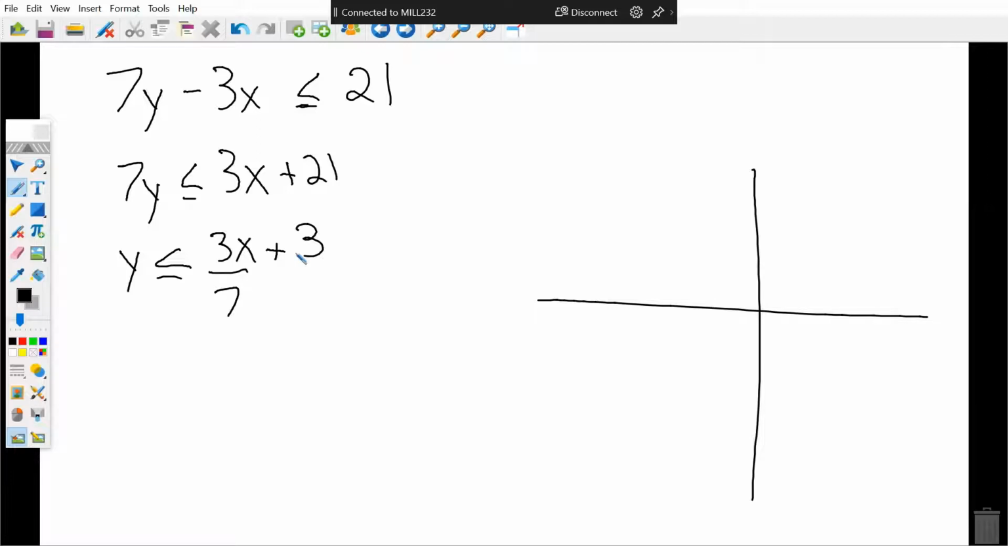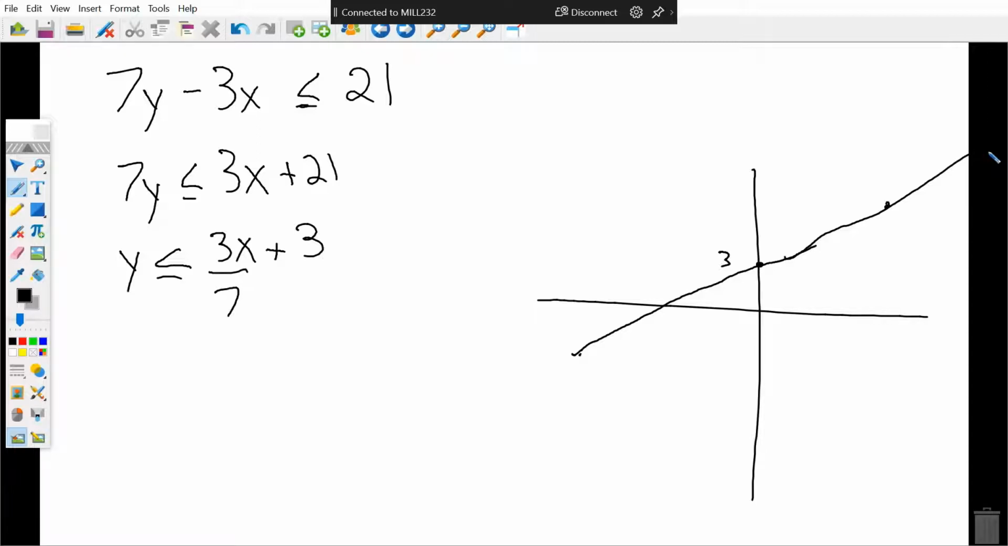Now we're going to plot our y-intercept, which is at 3. Going to do our slope, which is 3 over 7. Rise of 3, 1, 2, 3. Run of 7, over to 7. Again, you'll have graph paper on the exam. You don't have to sort of fake it like I am here. Connect your dots.